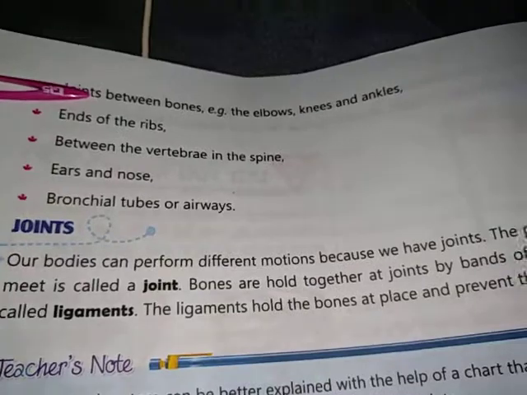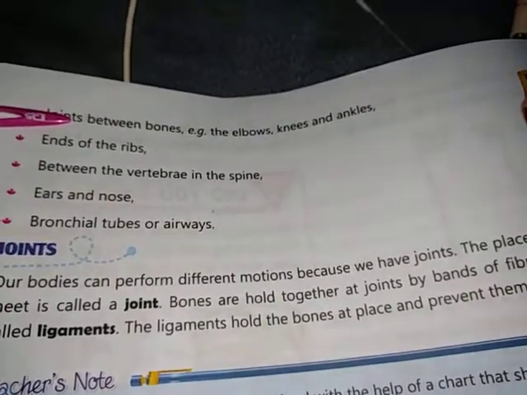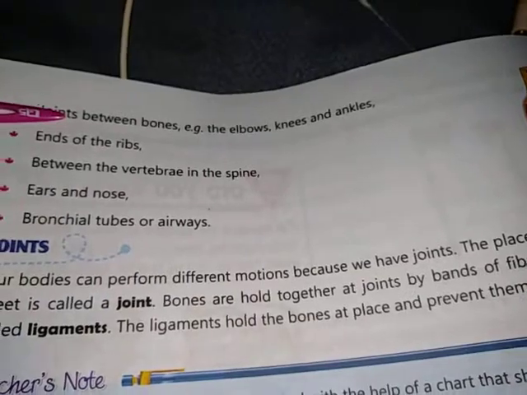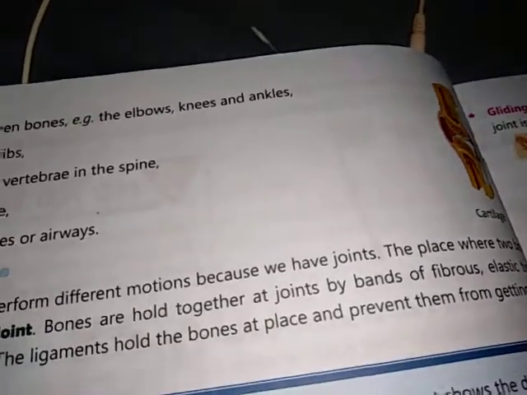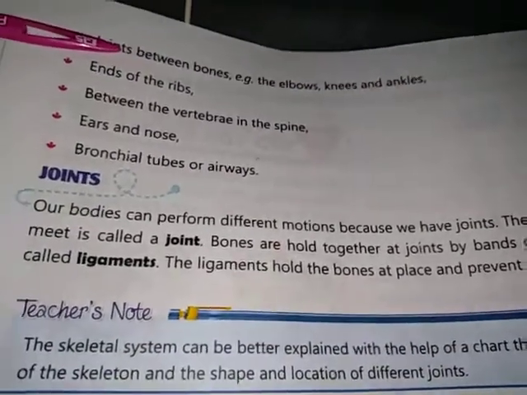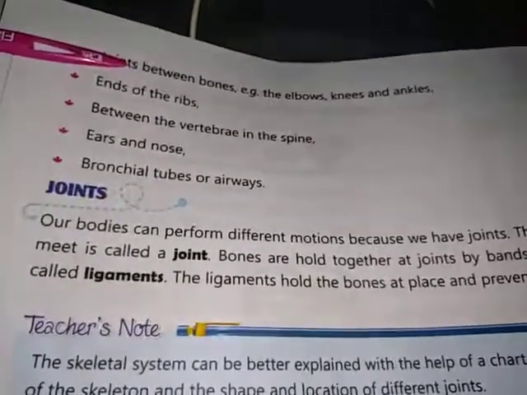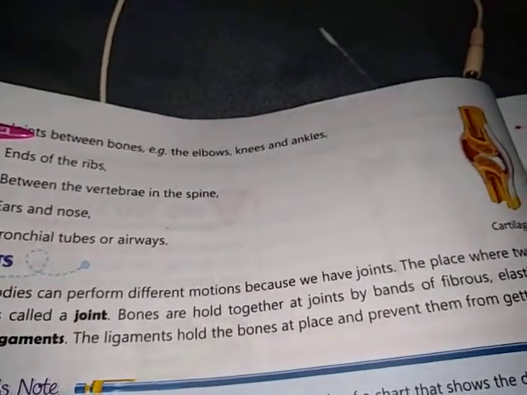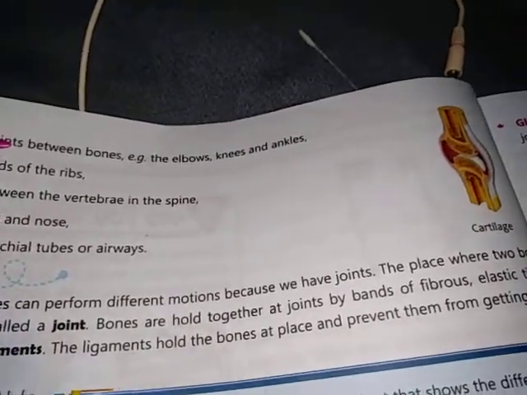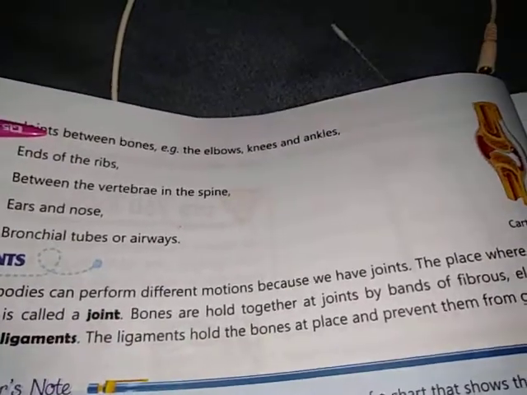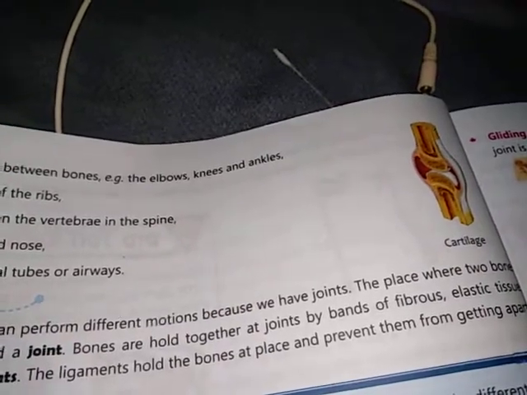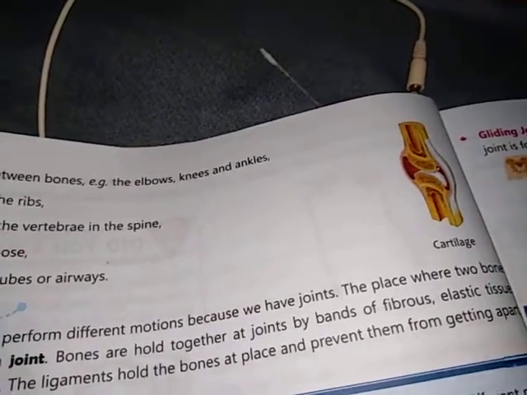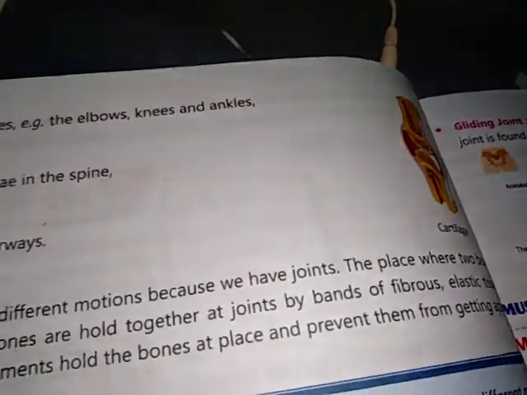So what this paragraph is telling us is that the body can do different types of motion because we have joints, and the place where two or more bones are joined or meet is called a joint, and bones are held together by the bands of fibrous and elastic tissue known as ligaments, and these ligaments prevent the bones from getting apart.